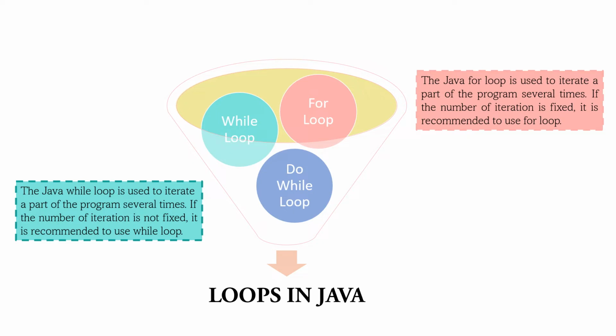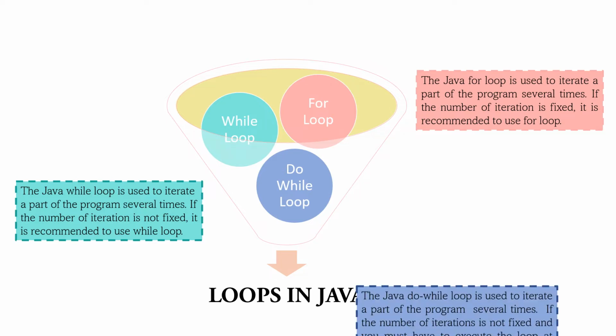Okay. The next one, the for loop. The Java for loop is used to iterate a part of the program several times if the number of iteration is fixed. Take note, it is fixed. It is recommended to use for loop.